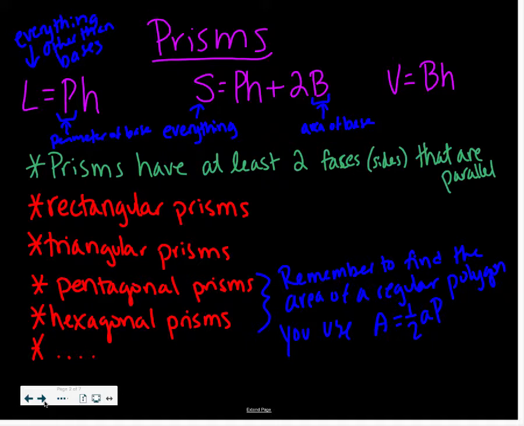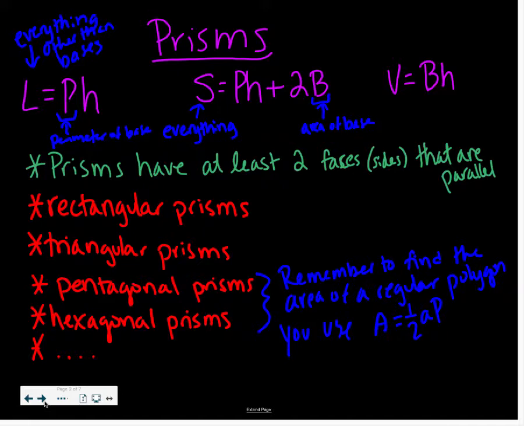A prism, remember, is anything that has two bases that are parallel. So like a triangular prism has two triangles and they're parallel from each other and they're connected by three rectangles. So remember, prisms have two bases that are parallel to each other. So starting over on the left, we have L equals capital P times little h.